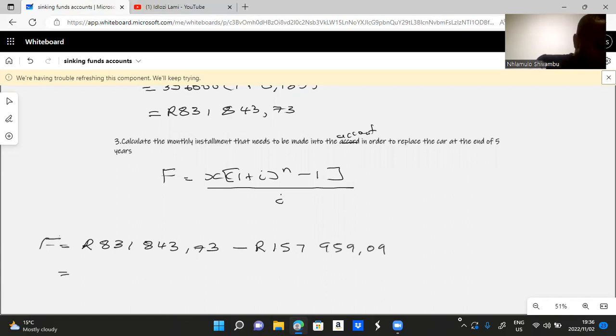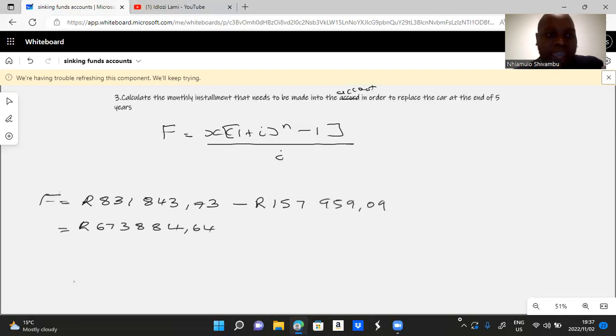So it's minus 157,959, and then this will give us an amount of 673,884.64. So it's a value somewhere around this one. So this is the amount that they're going to need in order for them to purchase the new car in 5 years' time. So that becomes the F.